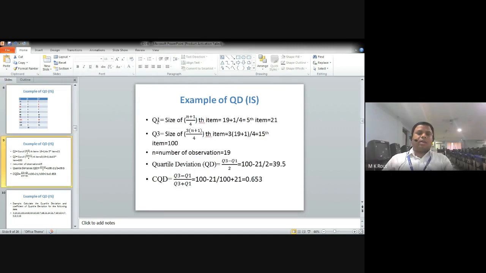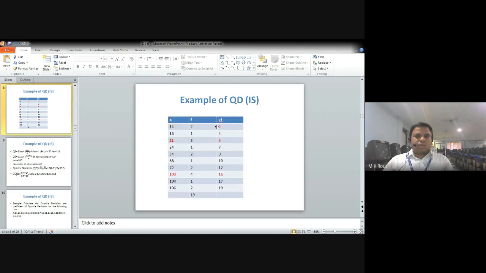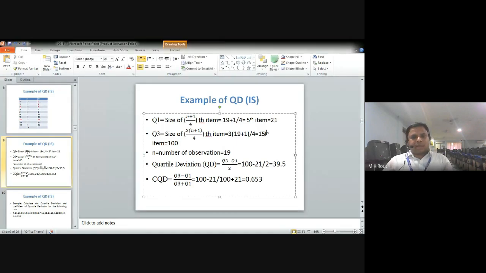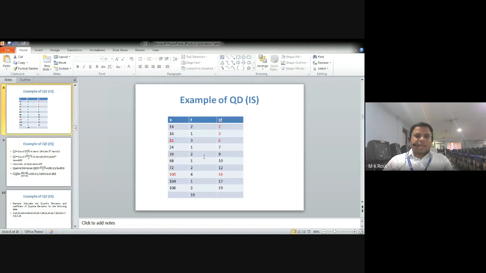I just repeat that one. In case of Q1, the size of (n plus 1) divided by 4 item, if you calculate that, you get 5. And that 5 lies in the interval of 2 to 6. That means the corresponding value of x is 21. Here, Q1 equals 21. Similarly, Q3 is 3 into 19 plus 1 divided by 4, that equals 60 divided by 4, equal to 15. The 15 lies in the interval up to 16, so 16 directly reflects the value of Q3 in the x column. So Q3 equals 100.